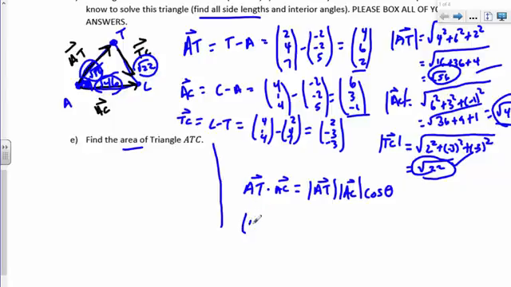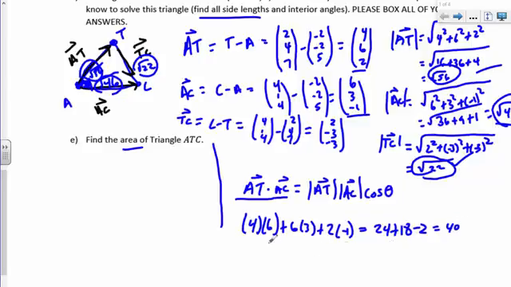It's going to be 4 times 6 plus 6 times 3 plus 2 times negative 1. That will be the dot product portion of this. This will be the left side of this right here. Okay, so this is going to be 24 plus 18 minus 2. Keep in mind that 24 plus 18 should be 42, minus 2 is 40. So this will end up being 40.